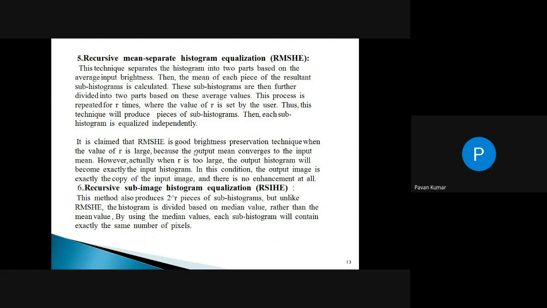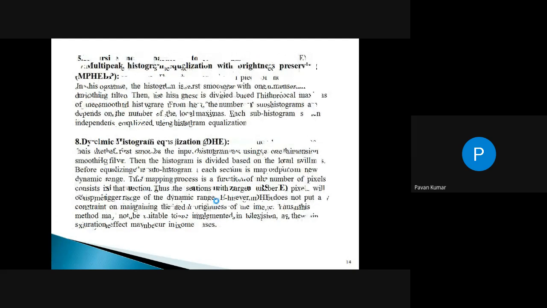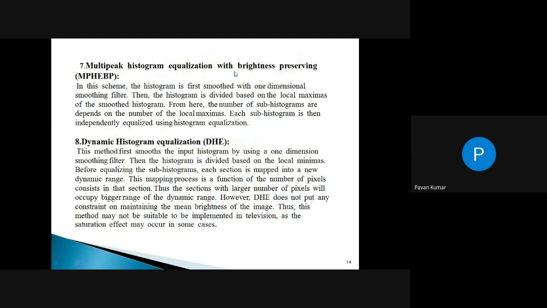Of course, wherever the R value is large, brightness will be preserved, whereas it will be difficult. If you take a very large value, it will become more complex for us. And in a similar manner, in recursive sub-image histogram equalization also, we will take 2 power R pieces, 2 power R sub-histograms. Remaining thing is the same.